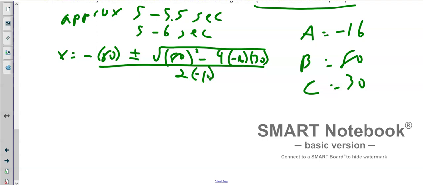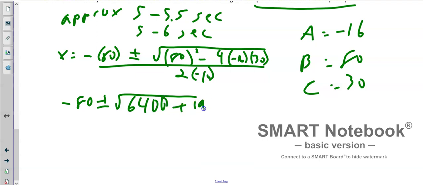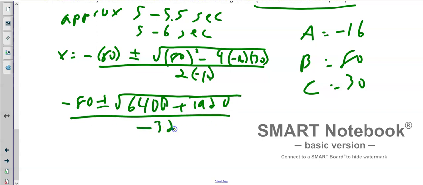We have some big numbers here, but we have a calculator. So negative 80 plus or minus the square root of 80 squared, which is just 8 times 8 with 2 zeros. So 6,400. Now careful, this is minus times a minus. So 4 times 16 times 30. Because minus times minus makes it positive. So that's plus 1920 all over negative 32.